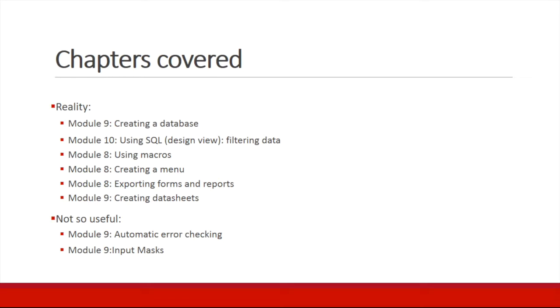In Module 8, using macros is also great because you can decide and click on buttons only to open the forms that you want. Module 8, creating a menu, is also great, and exporting forms and reports as PDFs would be really great for coordinators. In Module 9, creating a datasheet would also make all the tasks way easier. What's not so useful, however, would be Module 9 automatic error checking and Module 9 input mask.